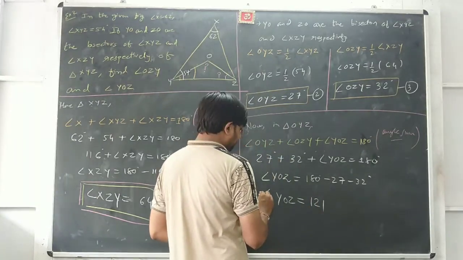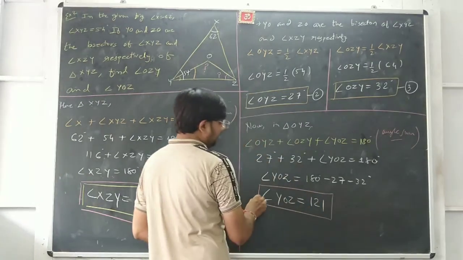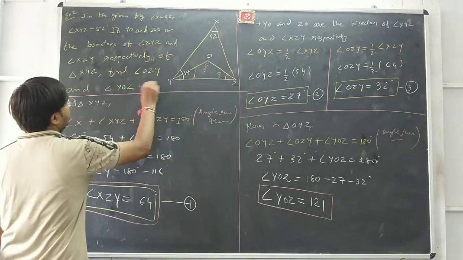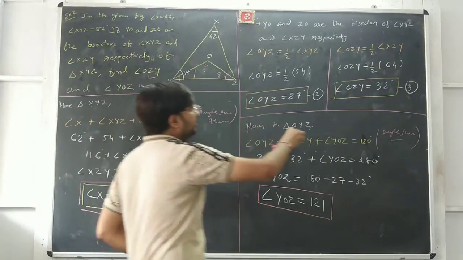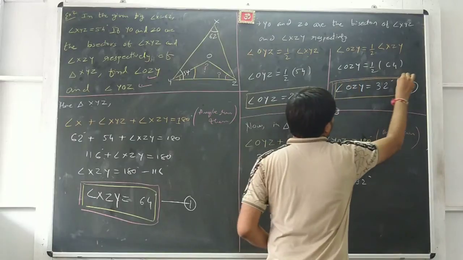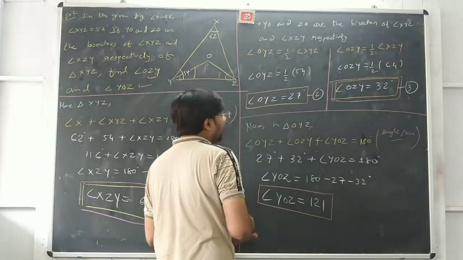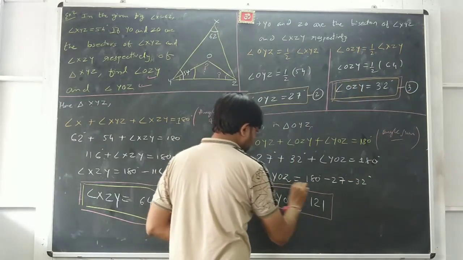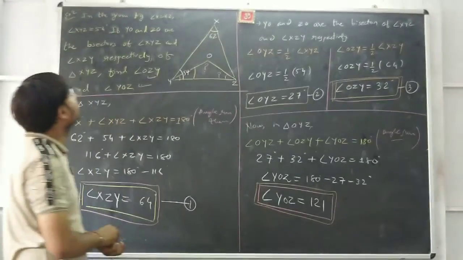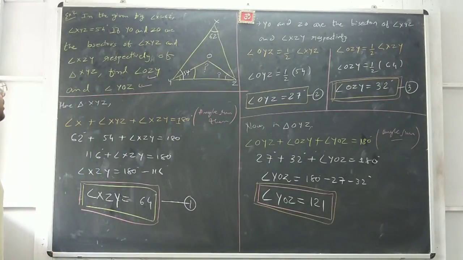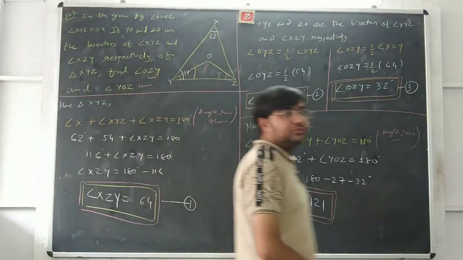Okay, this is our final answer. This is the YOZ we got, and OZY is here. We get two angles. Okay, see it carefully and write it down in your notebooks. This is example number 2 of 6.3.